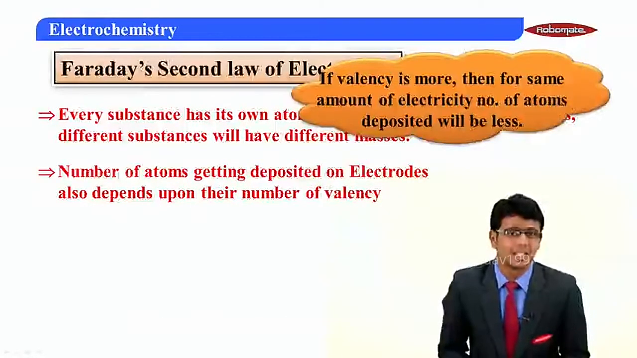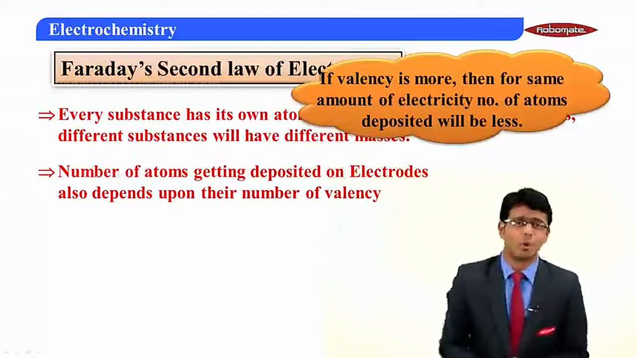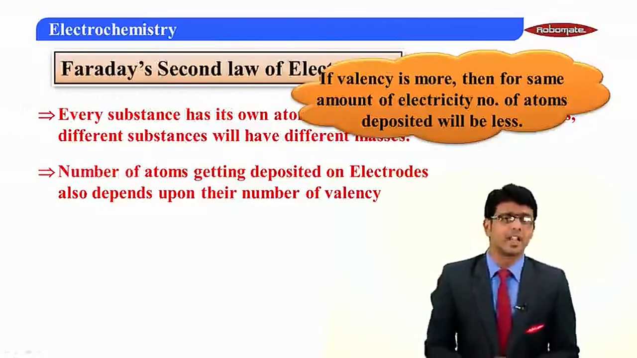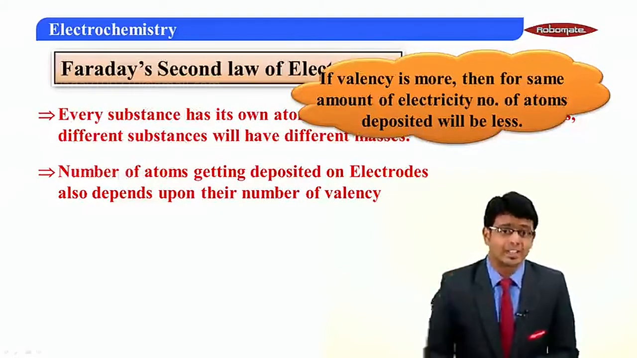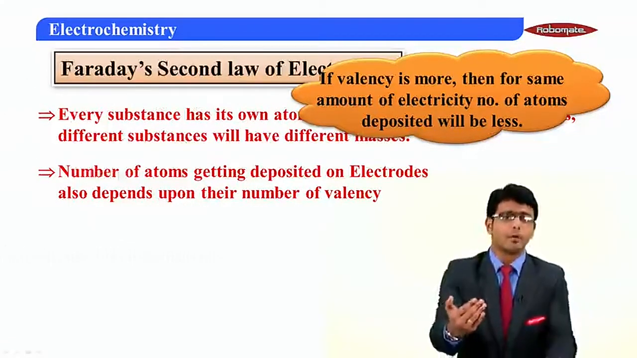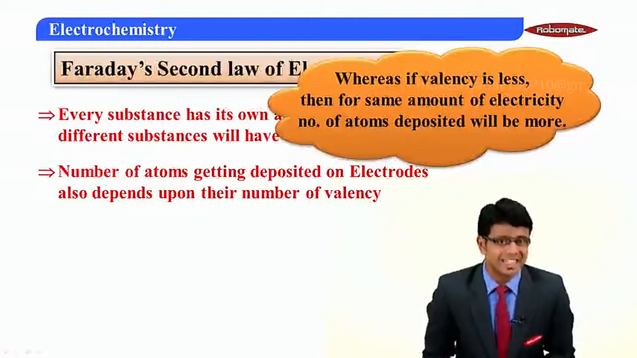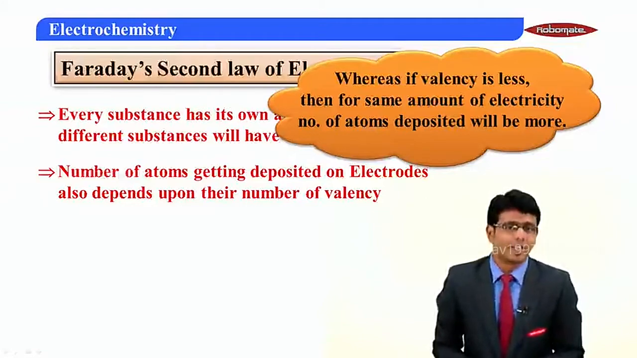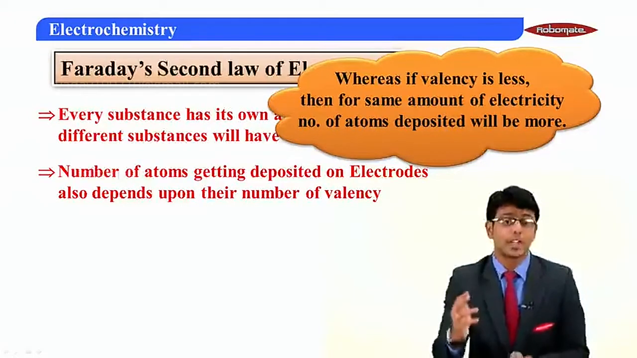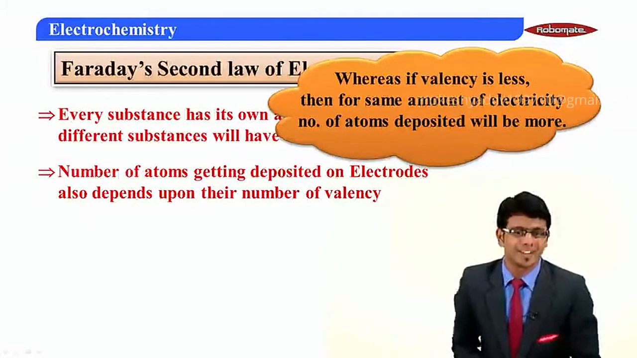And what is that? If the valency is more, that is in this case copper, isn't it? If valency is more, then for the same amount of electricity, the number of atoms deposited will be less. Here in this case, 2 Faradays were depositing 1 mole of copper, isn't it? So if valency is more, the number of atoms deposited will be less. At the same time, if valency is less, then for the same amount of electricity, the number of atoms deposited will be more. We saw it through the example of silver, isn't it? 2 Faradays was depositing 2 moles of silver and 1 mole of copper, right?